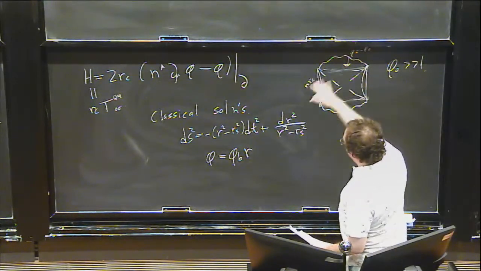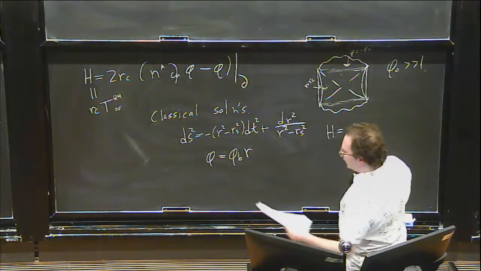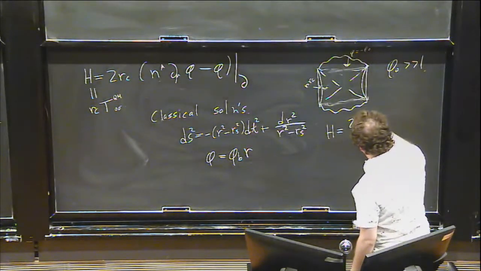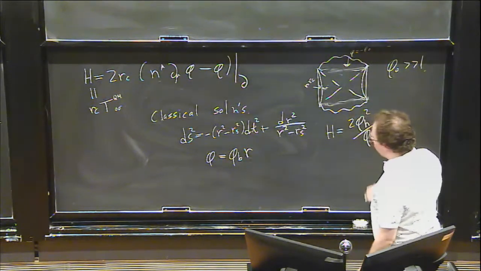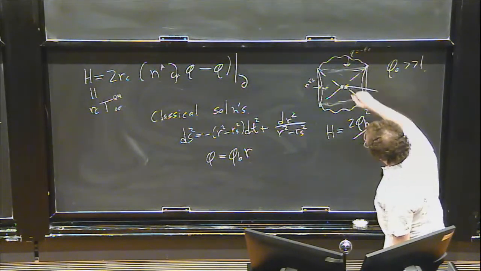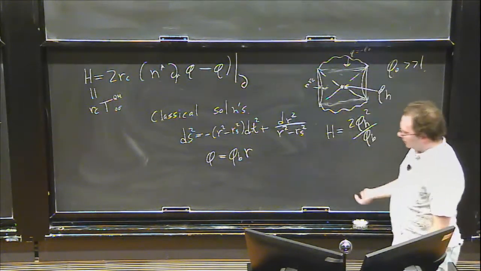Now, in this particular metric, you can evaluate the ADM Hamiltonian that was written over there, and it turns out to be twice phi h squared over phi b, where phi h is the value of the dilaton here at the bifurcate horizon. Maybe you can't see it, so I'll push it up.